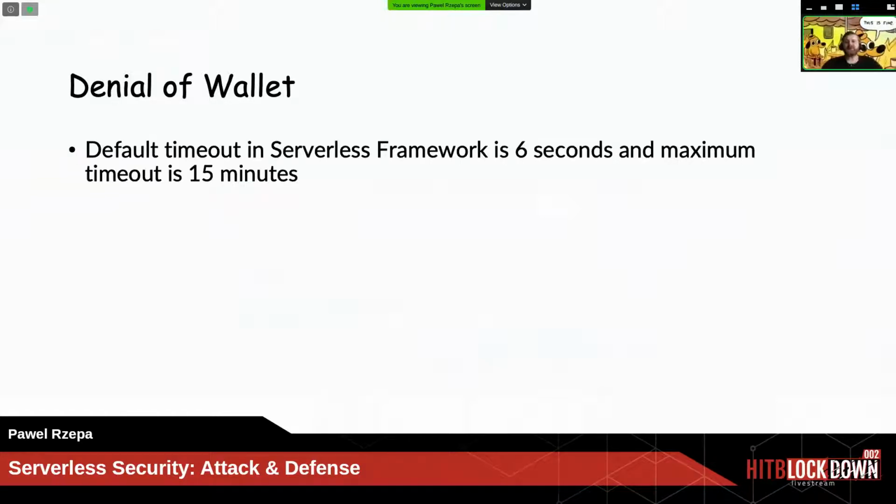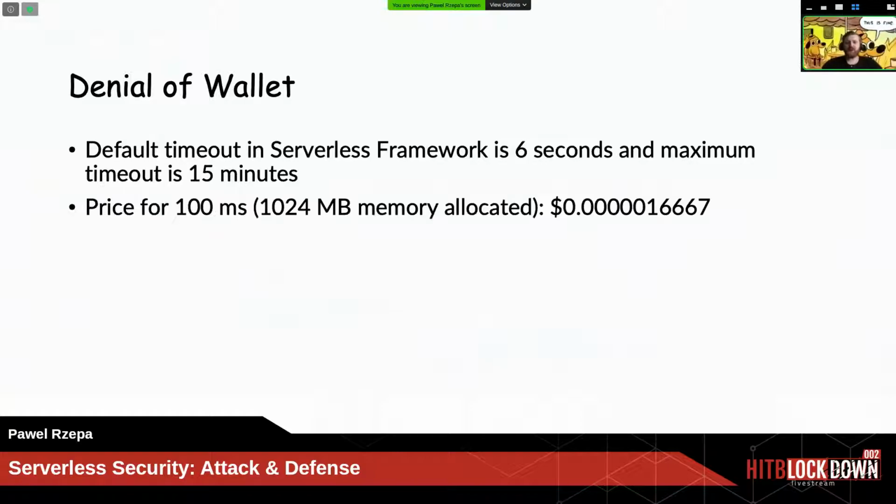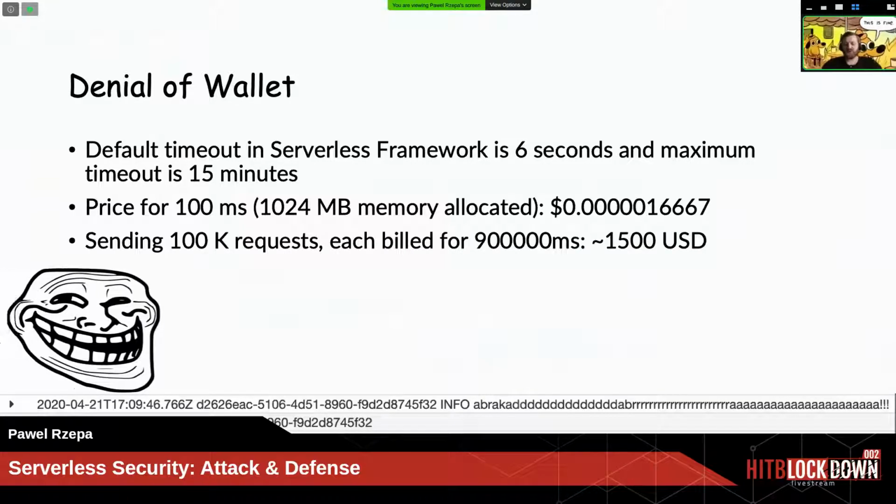If you're using the Serverless framework, then the default timeout for your Lambda is 6 seconds, which can be extended to 15 minutes. In Azure and GCP, the default timeouts are 5 minutes, which can be extended to 10 minutes. What you should know about pricing is that you are billed not only for the number of requests, but also for the computing time, and it also depends on the allocated amount of memory. So sending 100,000 requests may cause a significant financial loss. If each of 100,000 requests is billed for 15 minutes, it will cost around $1,500 US dollars.